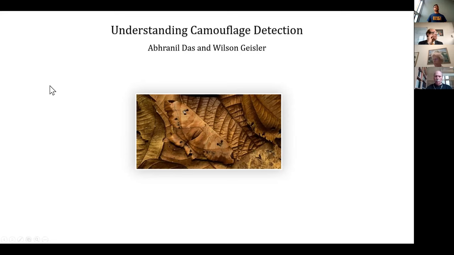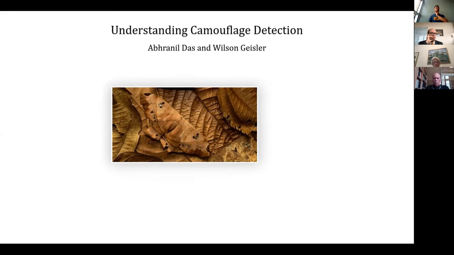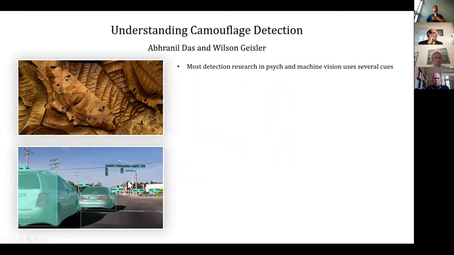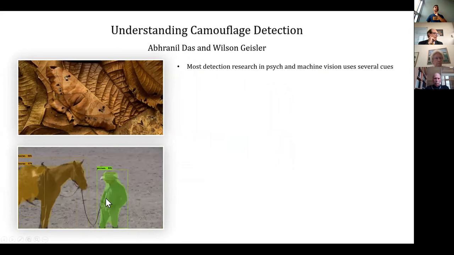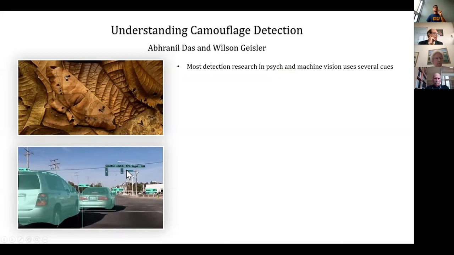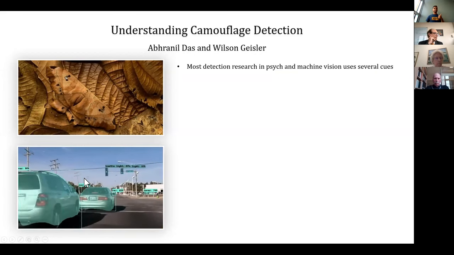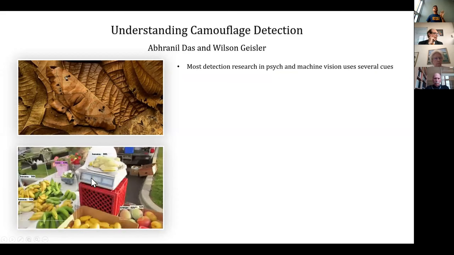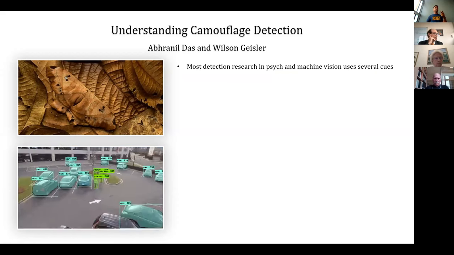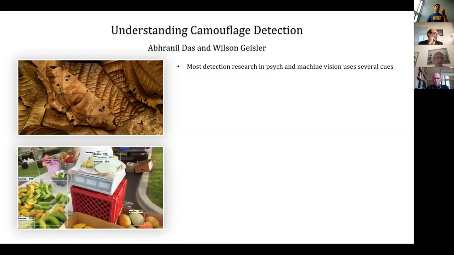Camouflage detection is a special case of a broader category of problems that is seeing a lot of current interest, namely target detection or object recognition. But most object recognition research in psychology or computer vision uses various cues. So here's an example. Down here, you can see that the way you can separate out this target from the background is by utilizing its differences from the background along various cues. So it's basically a task of segregating a scene into regions using differences in color, patterns, brightness, contrast, et cetera.